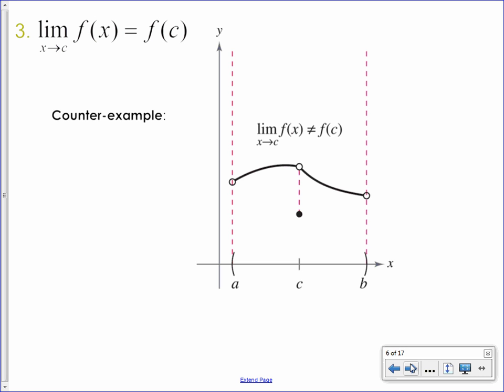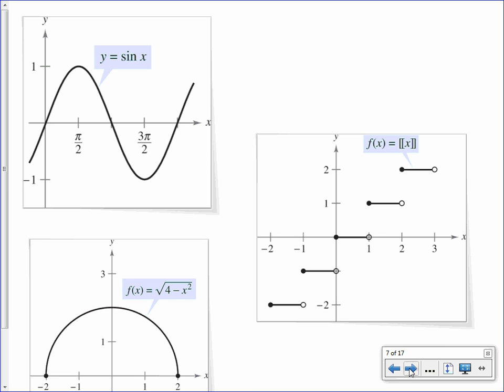Okay. So let's look at some graphs. This graph right here, this is continuous everywhere. Y equals the sine of x is always continuous, right? Okay. Now, what about our greatest integer function?